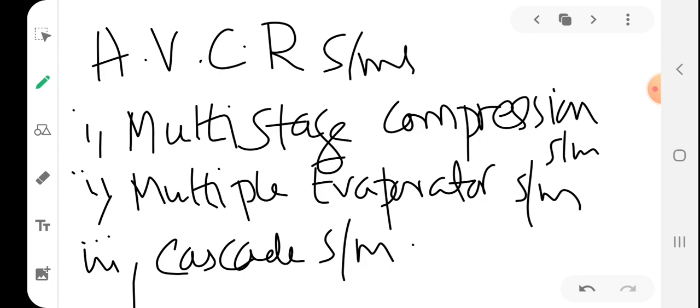The multi-stage compression system itself is classified into different types. Similarly, multiple evaporator systems are of different types, and finally you will learn about the cascade system. So, what is the need in general? Why are these multi-stage compression systems used?